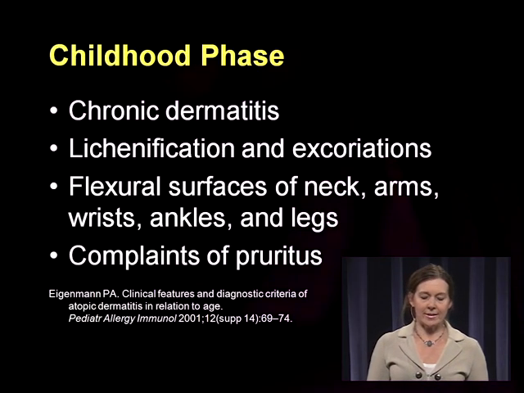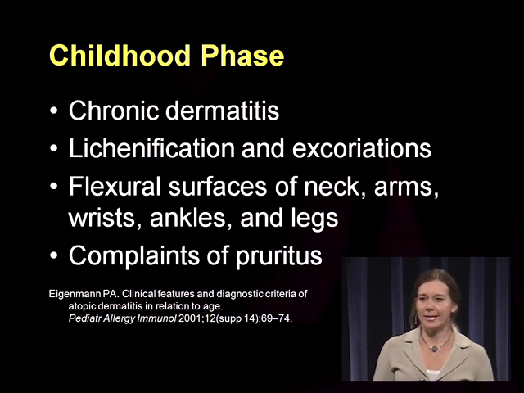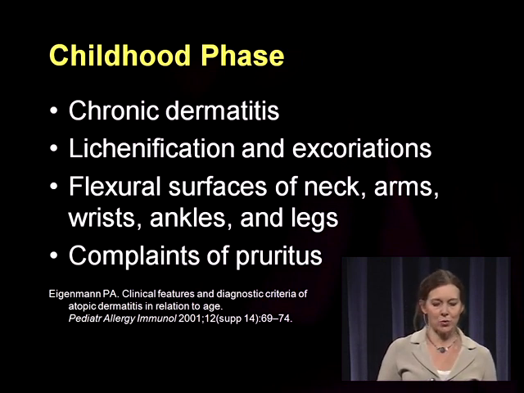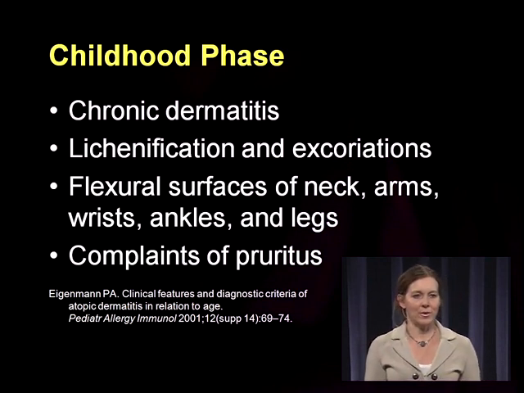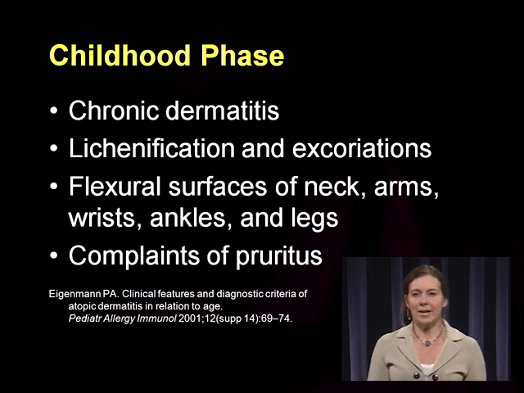So the childhood phase is similar. You've got chronic dermatitis. You can get lichenification, excoriations. The main difference is that you tend to have less involvement of the extensor extremities, but more involvement of the flexural extremities. So by toddler and young childhood, we're usually seeing a lot of involvement of the antecubital fossa and the popliteal fossa.